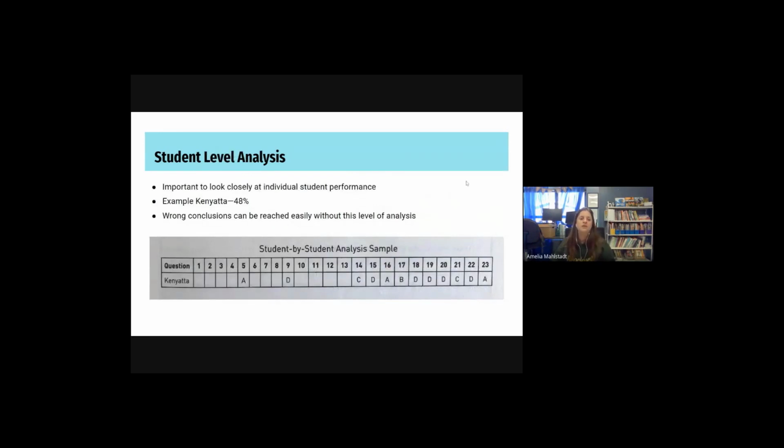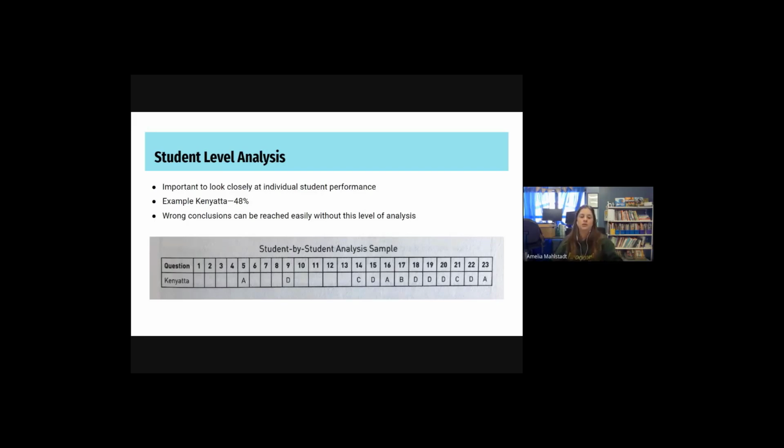And then the student level analysis. So it's really important too to think about students' individual performance. So when we look closely at the student, Kenyatta, if we were to just look at the number, she received a 48% on this assessment. And so without looking at the student level, it's really easy to just say, oh, well, she doesn't get it. She's having a lot of learning issues. I don't know what to do.